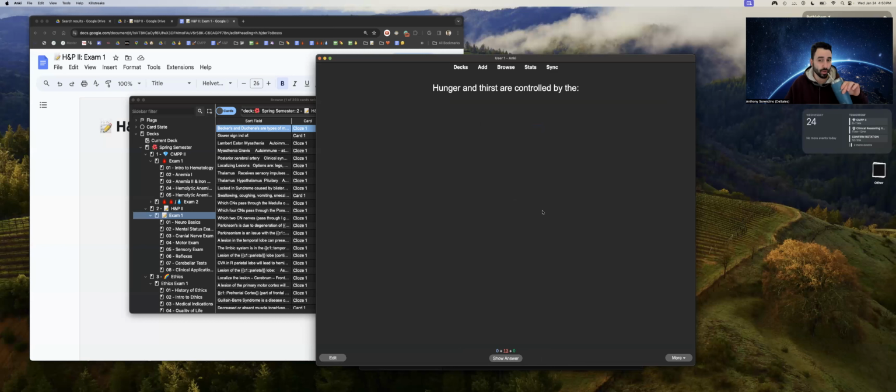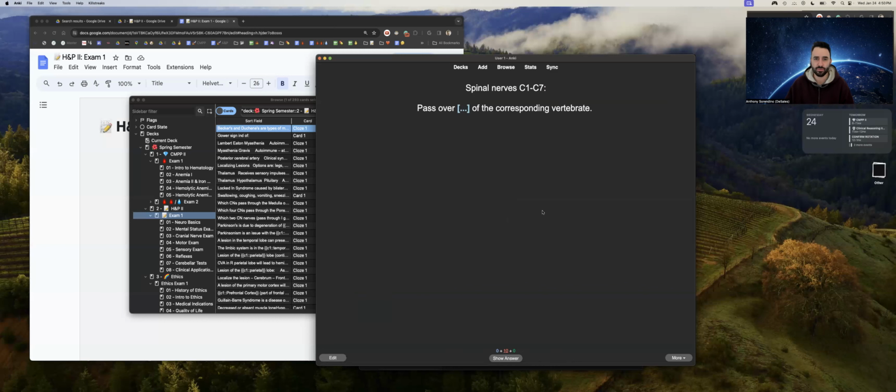Hunger and thirst are controlled by the, I'm hungry, I'm thirsty. Did I see this card already? Hunger and thirst. I don't know this. It is hypothalamus. Okay. Circadian rhythm and temperature are controlled by the hypothalamus that has the temperature set point for fevers. Hunger and thirst are controlled by the hypothalamus. It usually doesn't show me a card that quickly after I got it wrong. Parietal lobe equals primary sensory.